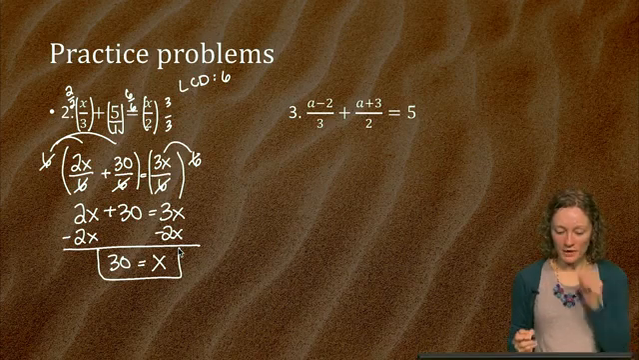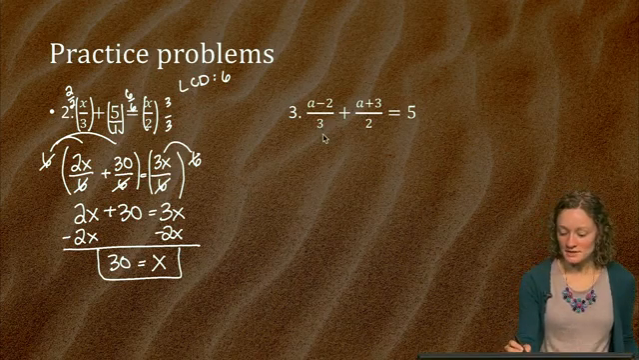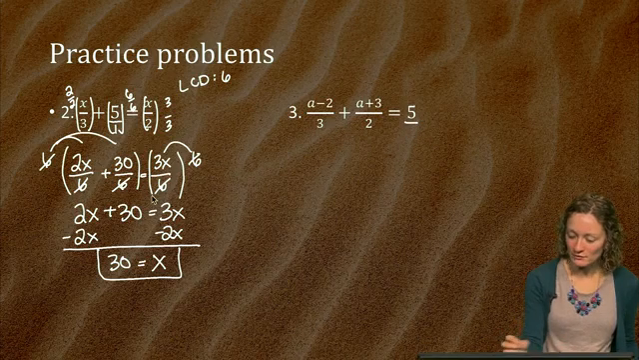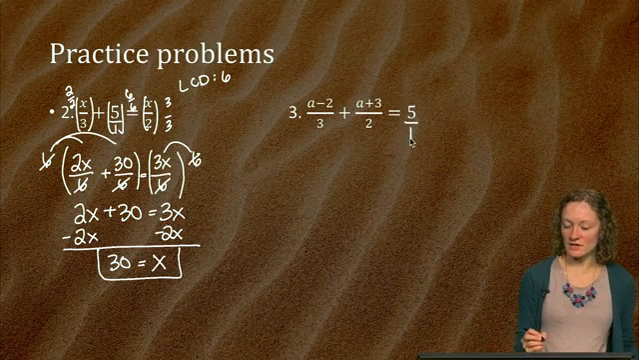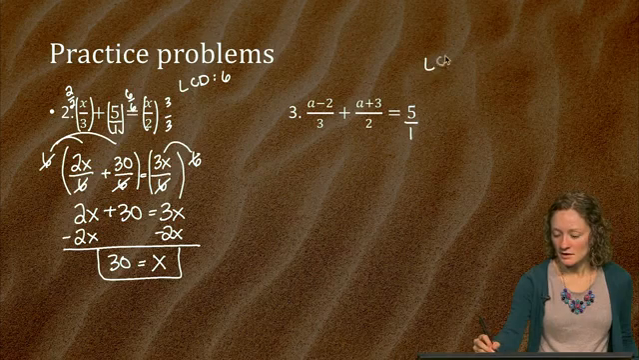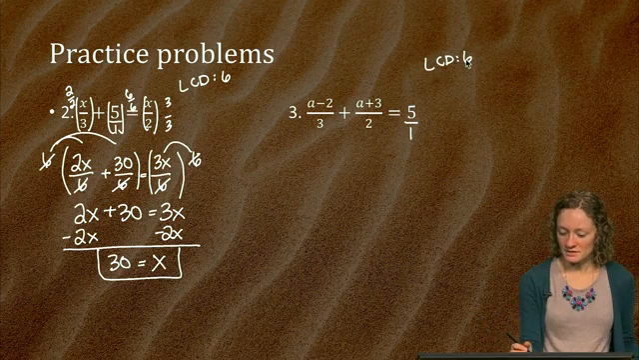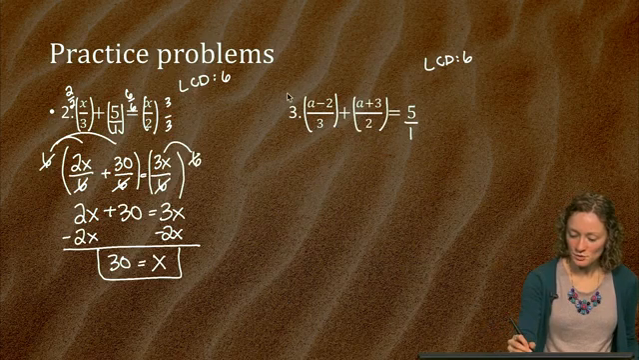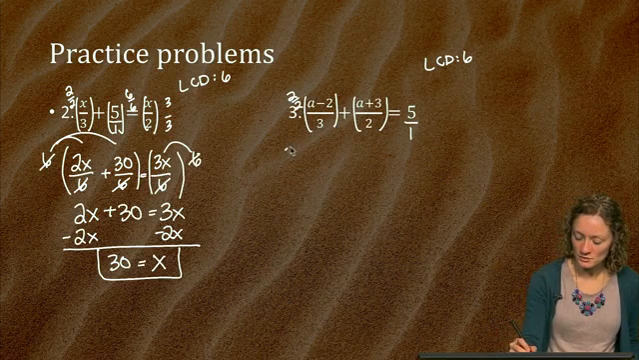Okay, our next fraction problem, same process. We need the same denominator in order to get rid of all fractions. So we'll look at this again as having a denominator of 1. Our least common denominator will be 6. We'll change each fraction. The first one gets multiplied by 2 over 2.